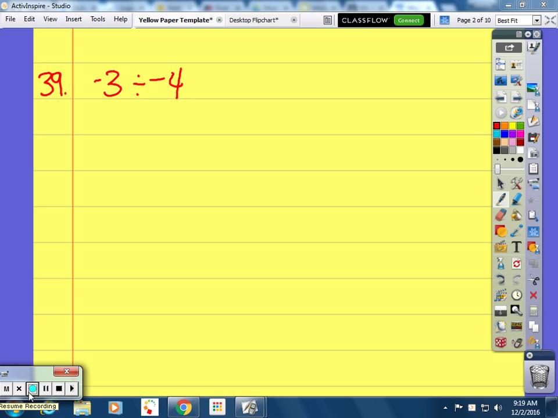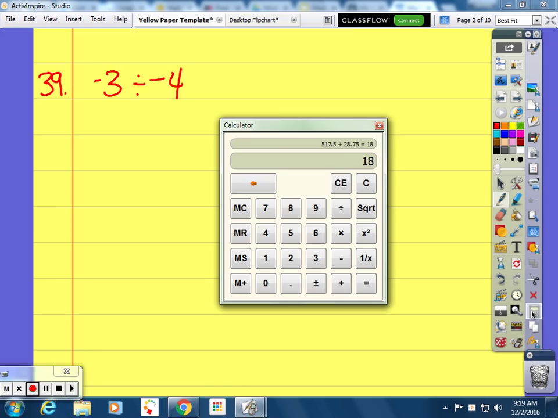This is where I pull up my calculator and I do negative 3. That's got a minus sign. I got to try it again. Negative 3 divided by negative 4. And that must not be how you do negatives. 3 negative. There we go. 3 negative divided by 4 negative is equal to 0.75.